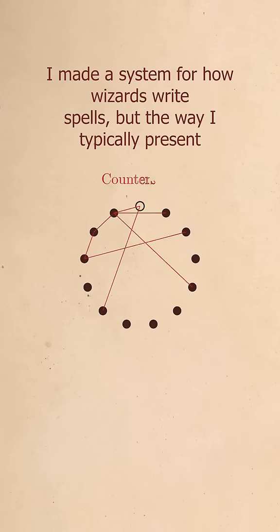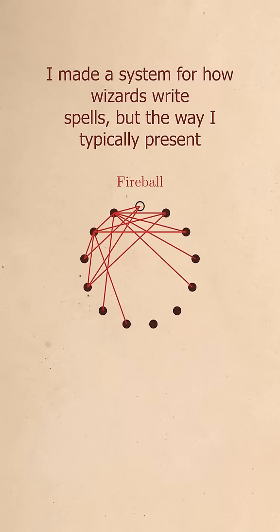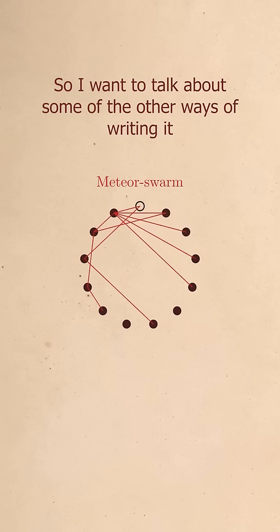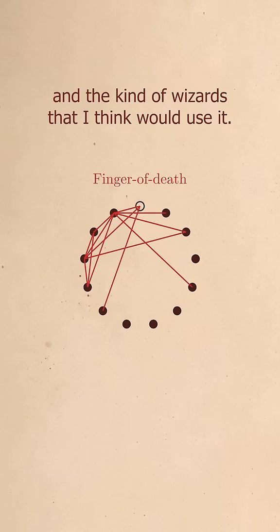I made a system for how wizards write spells, but the way I typically present it is not the only way to represent spells with this system. So I want to talk about some of the other ways of writing it and the kind of wizards that I think would use it.